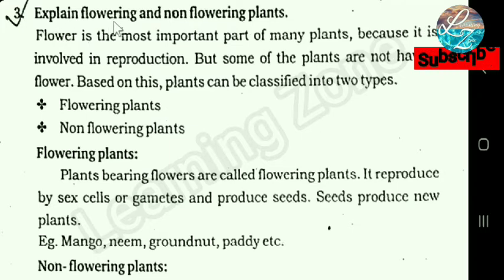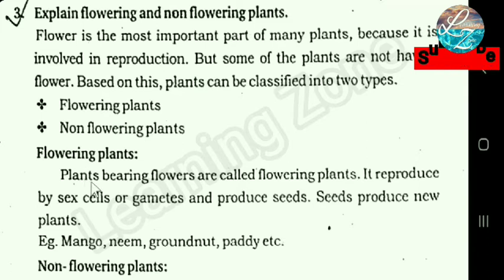Explain flowering and non-flowering plants. Flower is the most important part of many plants because it is involved in reproduction. But some of the plants are not having flower. Based on this, plants can be classified into two types: flowering plants, non-flowering plants.